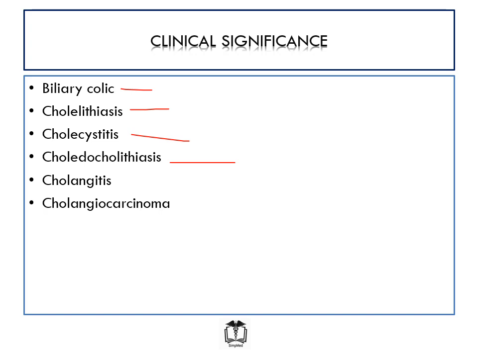Then we have cholangitis. Cholangitis is simply inflammation of the bile ducts, of the common bile duct. And then cholangiocarcinoma is a type of tumor or neoplasia that is found within the bile duct. So it's a bile duct cancer or bile duct malignancy. And these are all the clinical significances in addition to the extrahepatic biliary apparatus. I will show you pictures of each of them one by one.